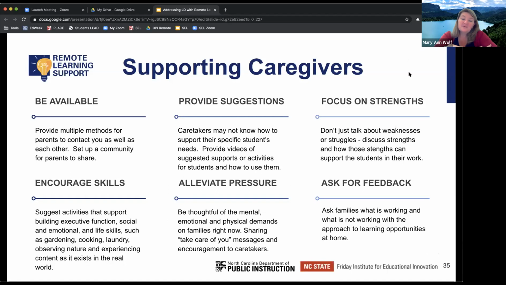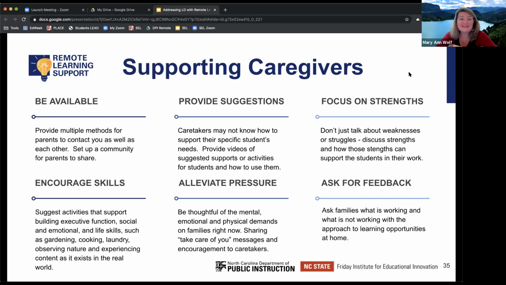And then a thing that's so important: a lot of you were chiming in about how important it is to give feedback for students, but it's also important to ask families and students, is this working? What isn't working right now? Because some families really don't speak up.